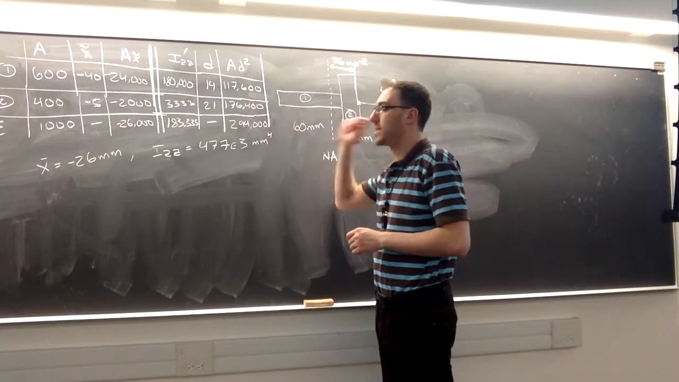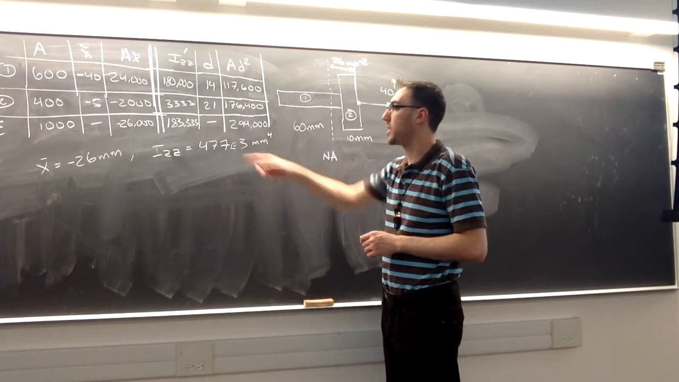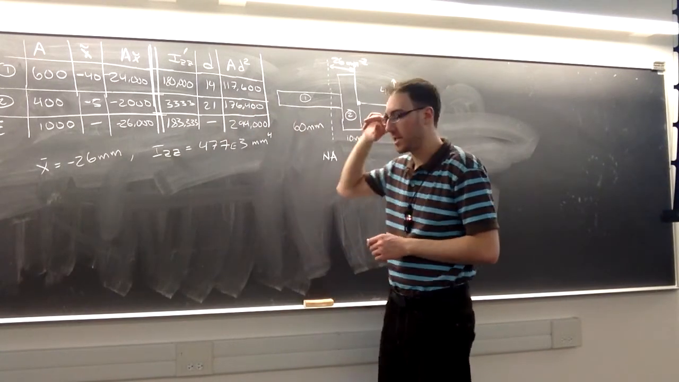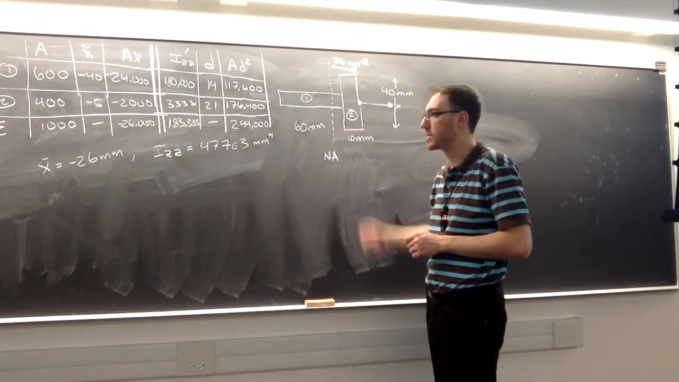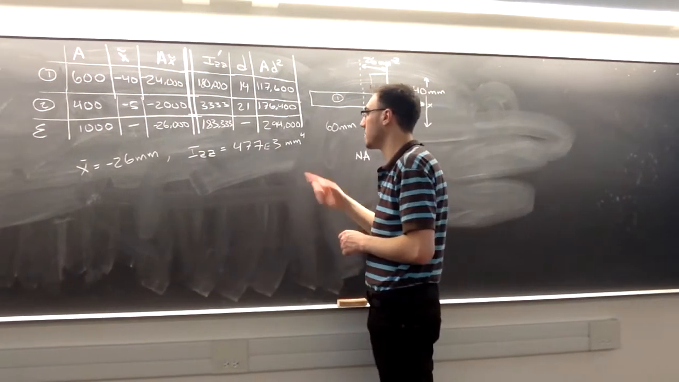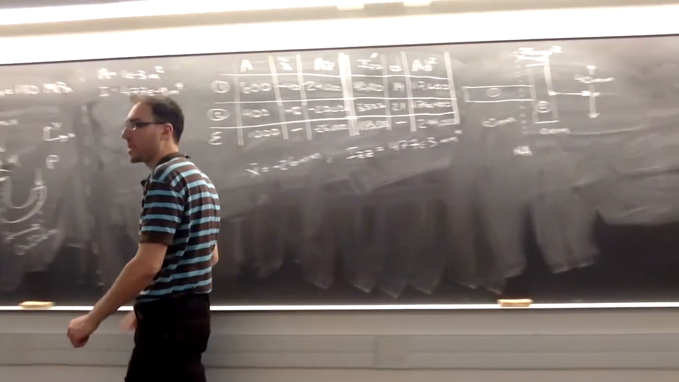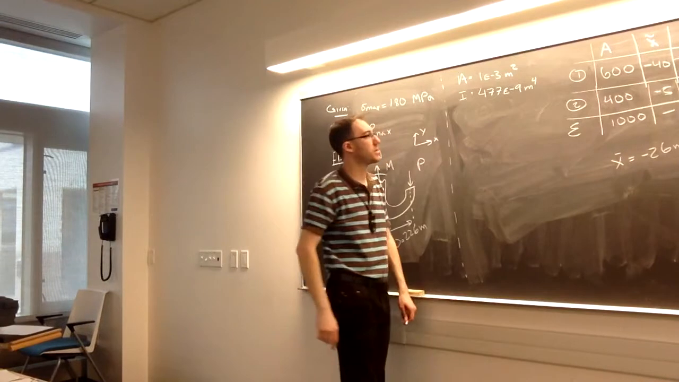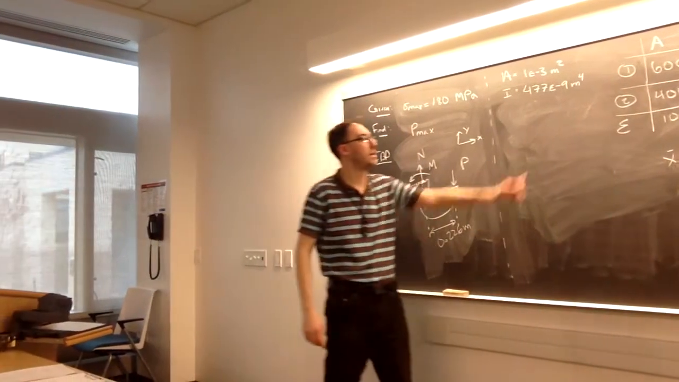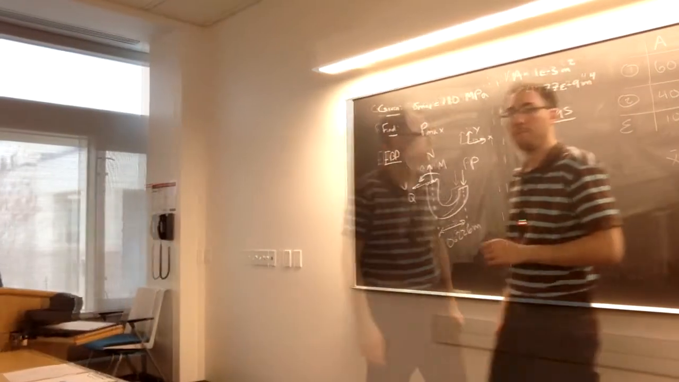Right, so filling out the rest of the table, we get that the moment of inertia around the z-axis, or the neutral axis parallel to z, is 477,000 millimeters to the 4th power. But again, we were going to want to go everything to base units, so we'll get 477 times 10 to the negative 9 meters to the 4th power.